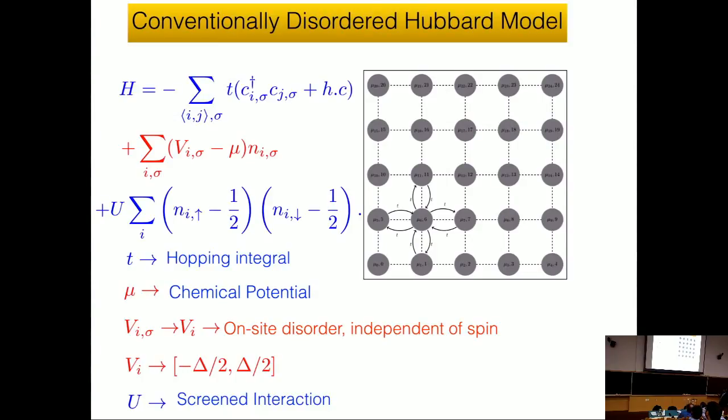Okay, the way we are going to do it is that we are going to draw the potential from a distribution, a box type distribution, and so far as this slide is concerned, this Vi sigma is felt by both the fermions, right? Both the upspins and the downspins see the same disorder potential.